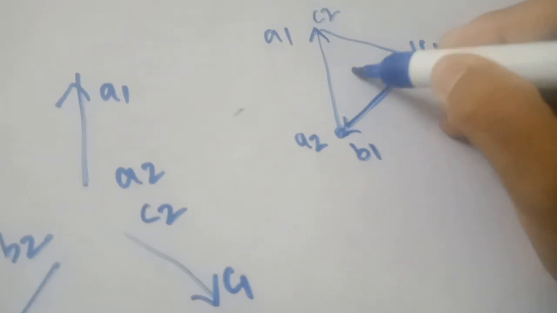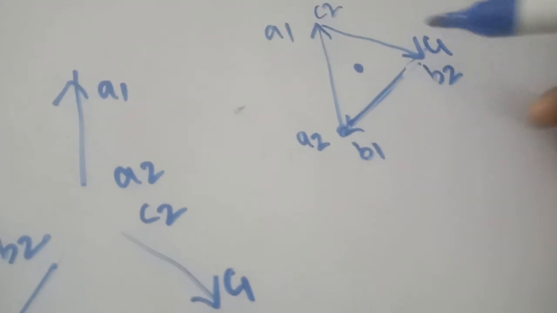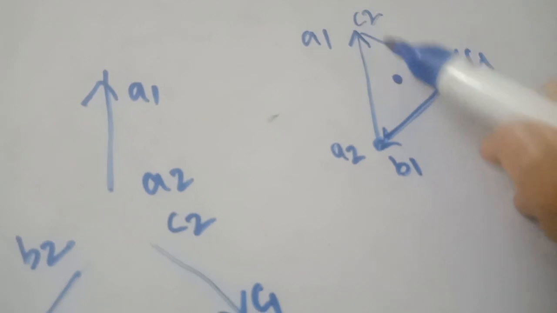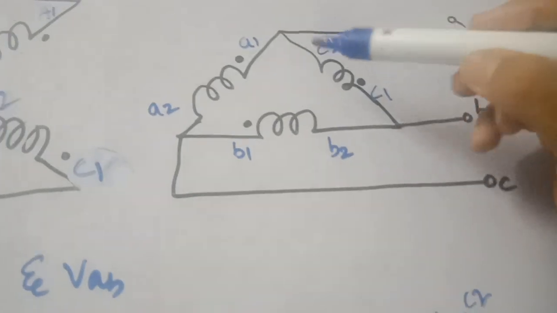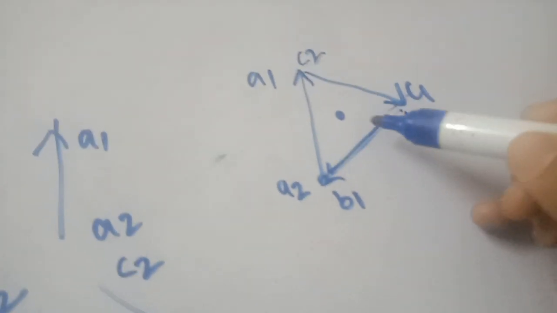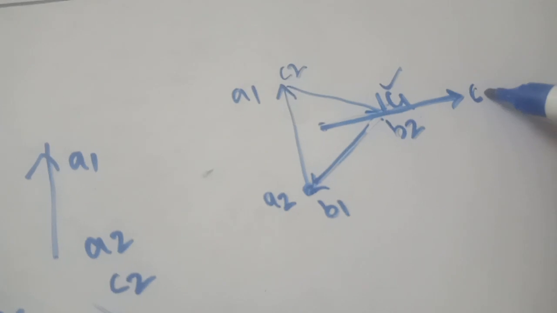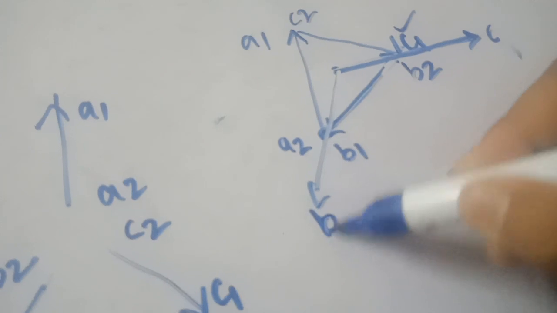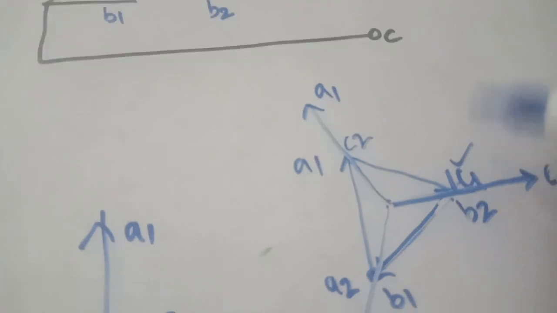Now make a fictitious centroid, because you have to compare two stars; you cannot compare star and delta. So you have to convert this balanced delta into a balanced star. This is like a triangle, and I take a centroid. The output terminals A1, B1, C1 I assumed as dotted, so I take the star equivalent with these ones. This is the small c vector, this is B1, the small b vector, and this is A1, the small a vector.